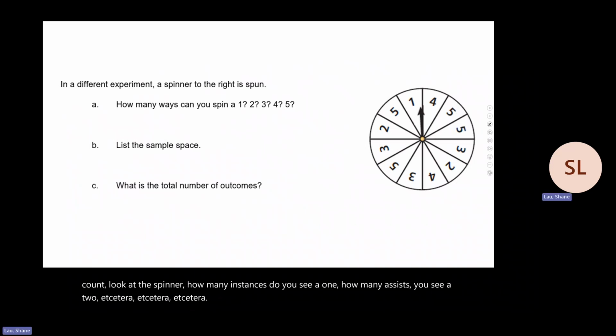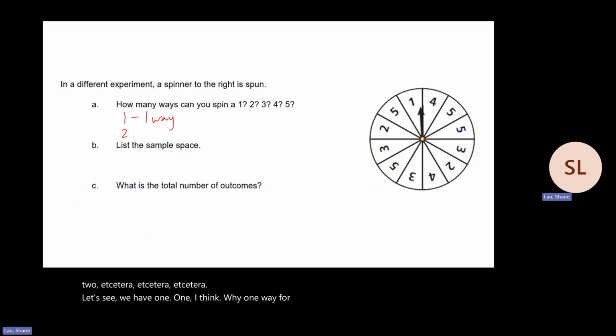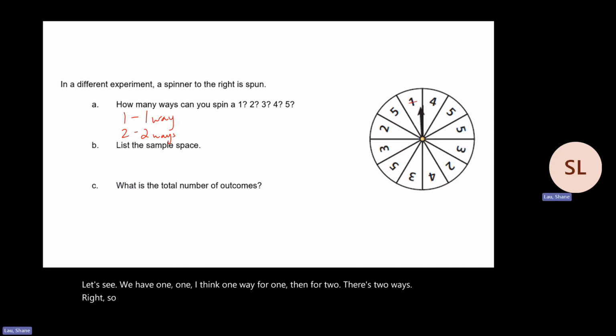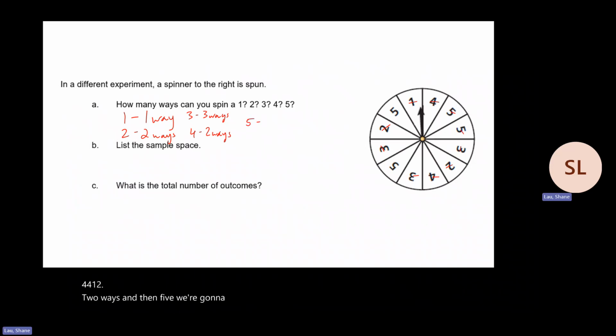Let's see. We have 1 way for 1. Then for 2, there are 2 ways. We're taking out this one, this one, and that one. For 3, there are 1, 2, 3 ways. For 4, we have 1, 2 ways. And then for 5, we have 1, 2, 3, 4 ways.